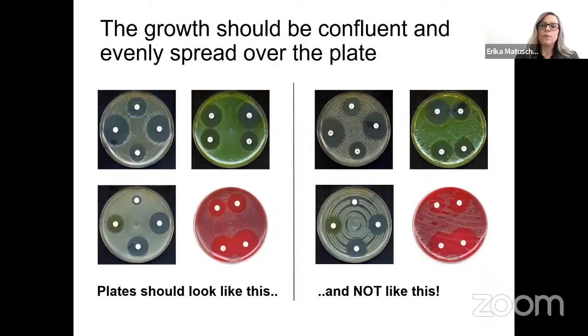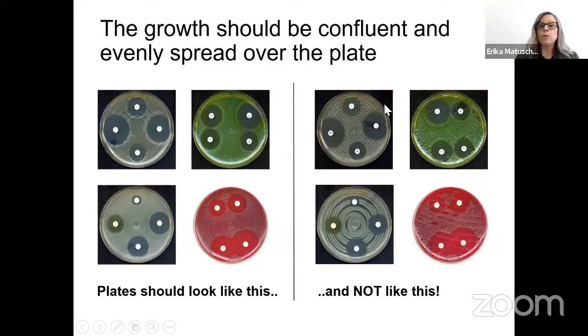Here are some examples of what we want the plates to look like after incubation and some examples of what we would not want them to look like. The examples to the left show plates with a nice, evenly spread confluent growth, and the plates to the right have some different problems. These correspond to the same isolate. Here is an E. coli, the same one here. Then we have a Pseudomonas aeruginosa, Staph aureus, and Haemophilus influenzae.